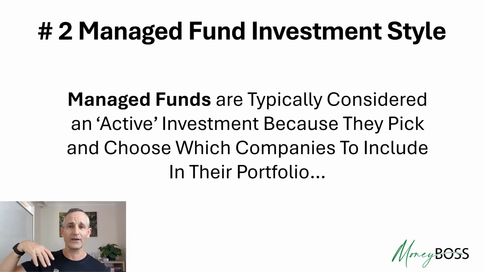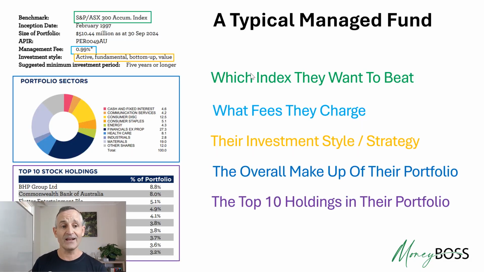They look through all the company financial reports and so on to try and pick which are the strongest performers, with the goal, as we said, of beating the overall index. An example is this real managed fund. In fact, it's one of the best known managed funds in Australia. Its goal, its benchmark, is to beat the ASX 300 accumulation index. So that's basically the top 300 shares on the Australian Stock Exchange. It wants to do better than that.